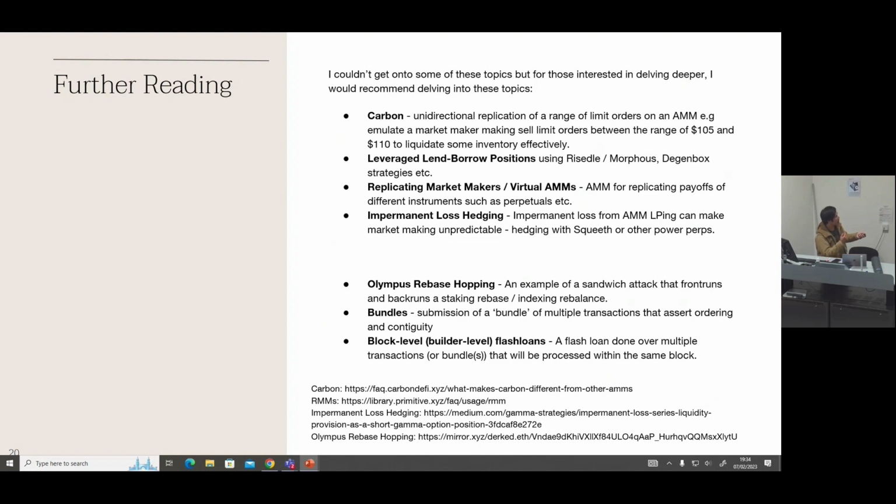Replicating market makers or virtual AMMs is something that I'm not sure whether the guys are open to cover, but I've just left it there just in case. It was a very interesting concept in which AMMs can be used not just for spot markets, like buying ETH or selling Bitcoin, but also to replicate the payoffs of different financial instruments like perpetuals, futures, and even interest rate swaps. Another interesting area you might want to look at is impermanent loss hedging.